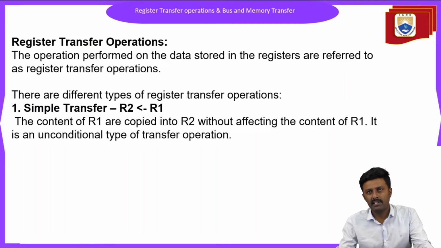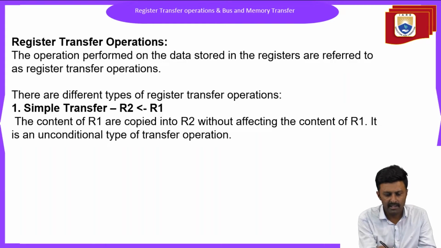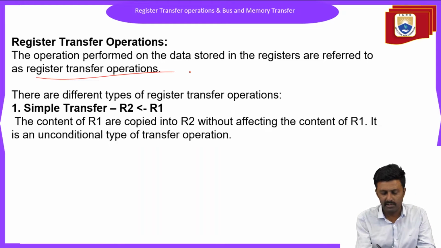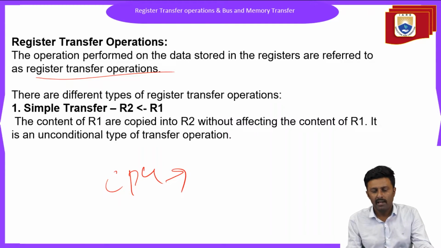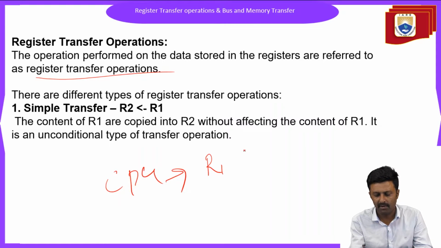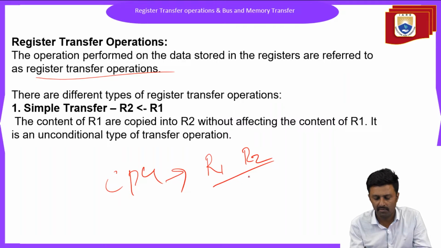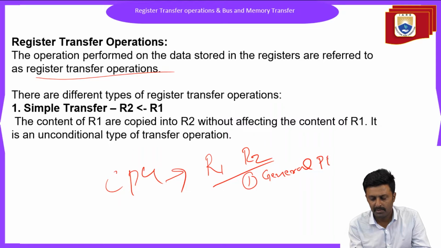So we'll see the register transfer operation. It is basically divided into three types. The general types are these. In the register transfer operation, the operations performed on the data stored in the registers are referred to as register transfer operations. Whenever the CPU or the processor executes any operations, those operations are executed with the help of the registers. There will be different types of registers like R1, R2, as we have seen in the previous videos. Two types of registers are there. The first one is general purpose registers, and the second one is special purpose registers.